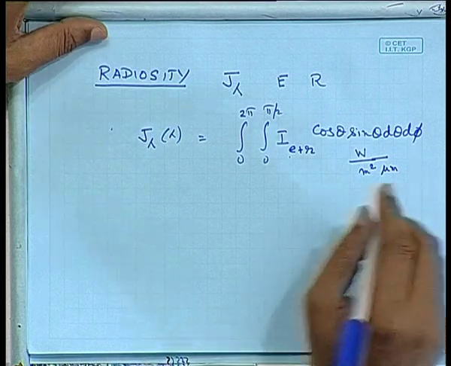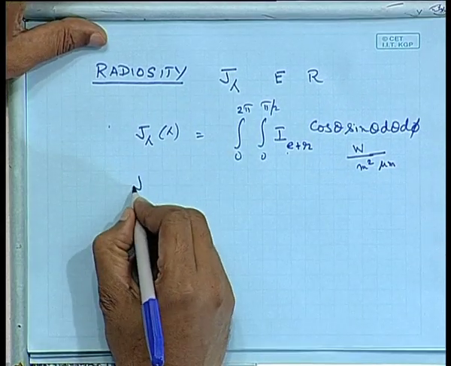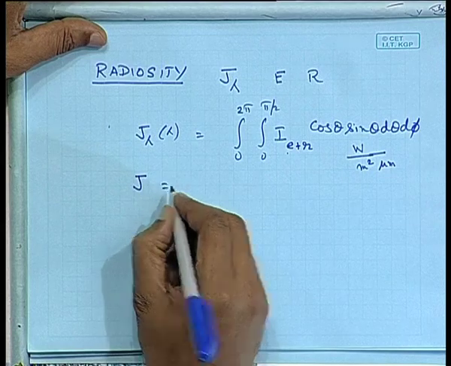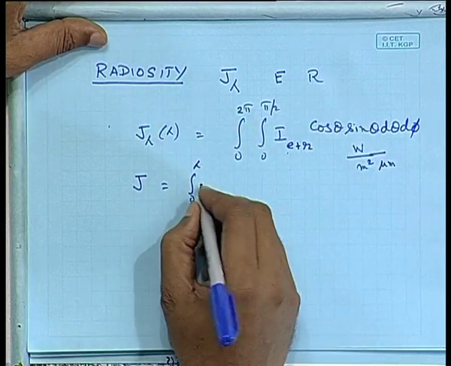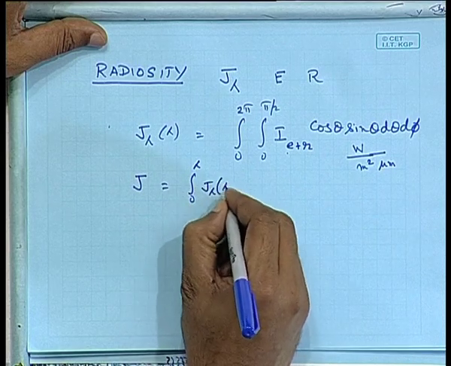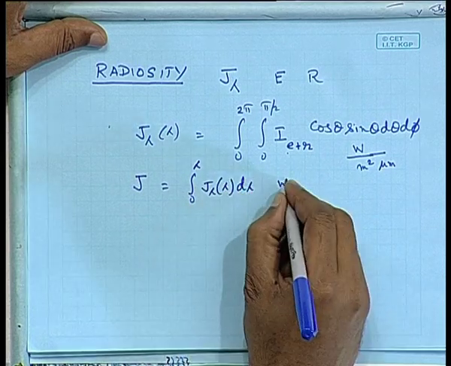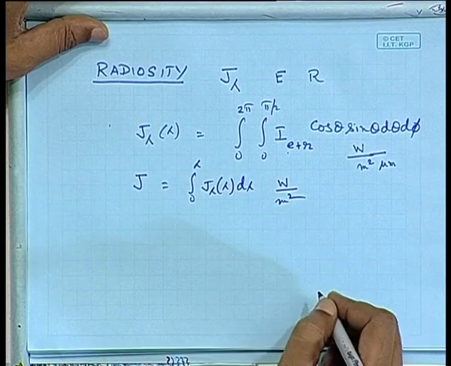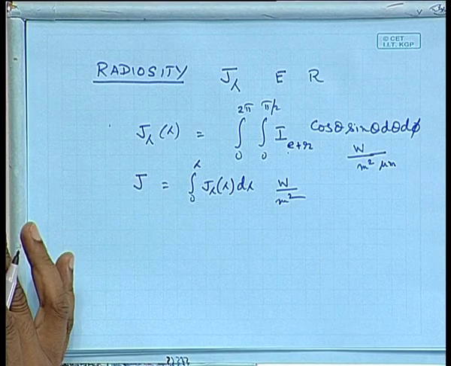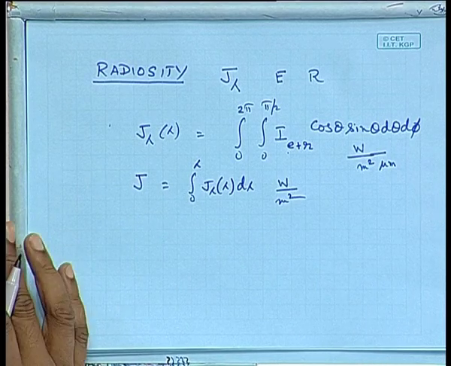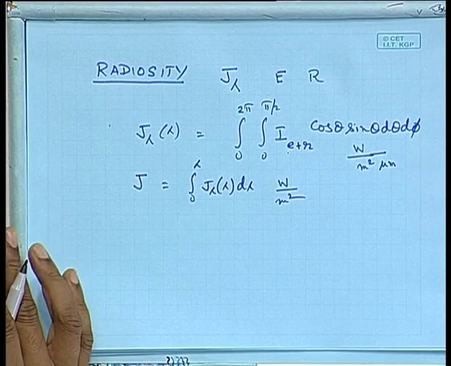Okay. So, if we have to find out the total amount, not the spectral one, then it's the integral from 0 to infinity, whatever be the wavelength, of J lambda, and this will have unit of watt per meter square. All right. So, we physically understand what is radiosity, and this is probably more important than just the emissive power of it alone.